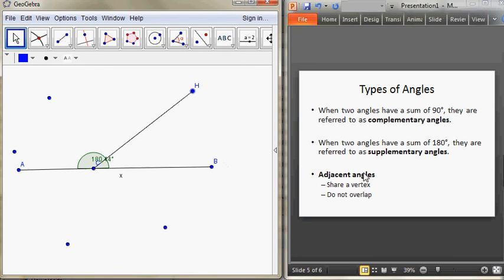Last one, we have adjacent angles. Adjacent angles share a vertex and do not overlap. So right here, angle HCB and angle HCA are adjacent angles, because they share the same vertex, C, and they don't overlap. HCB does not overlap with HCA. If it was ACH and HCB, then they would not be adjacent angles because ACH overlaps with HCB.